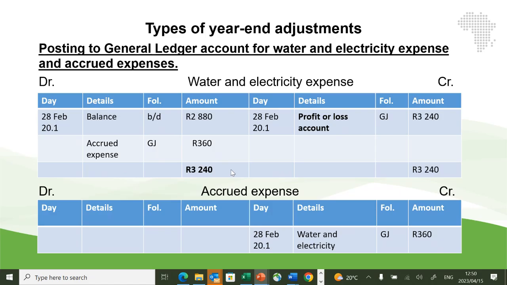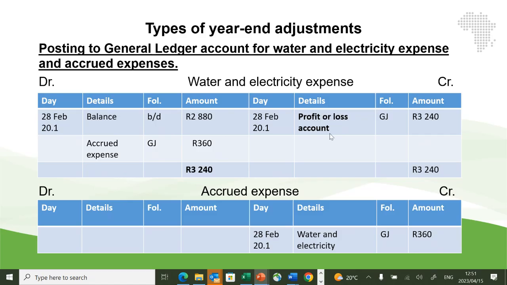Which means the debit side is greater than the credit side. So we need to have 3,240 on both sides. So you transfer this to this side here, which means we need to have 3,240 up here. But where are we taking this 3,240? To your profit or loss account.